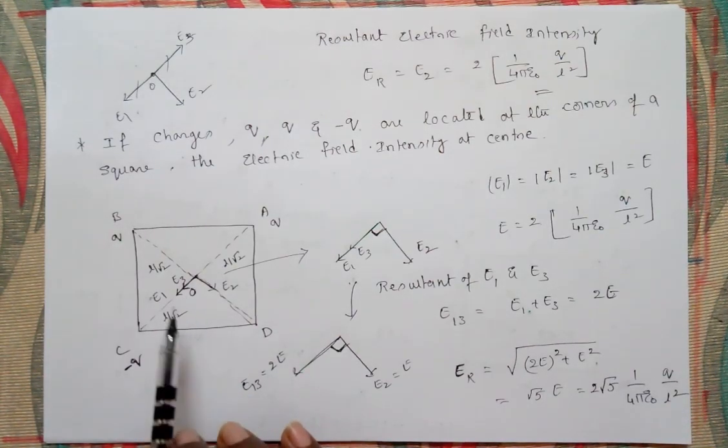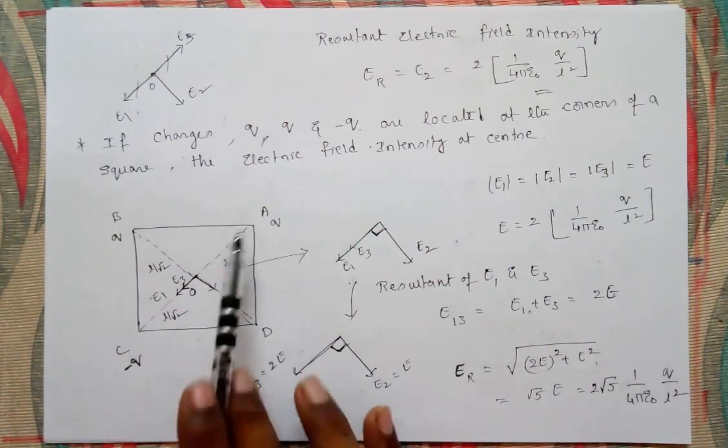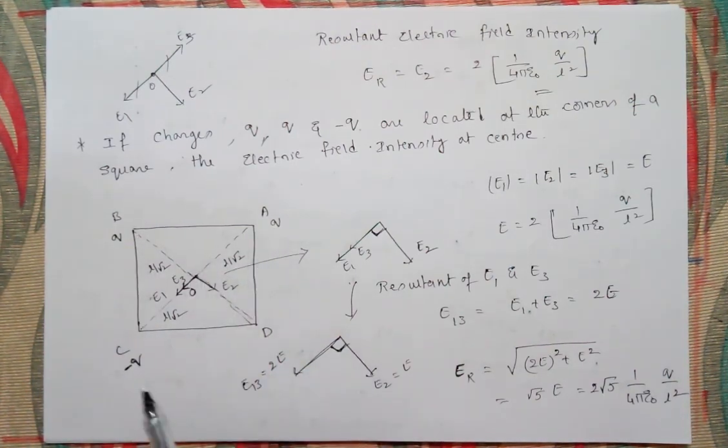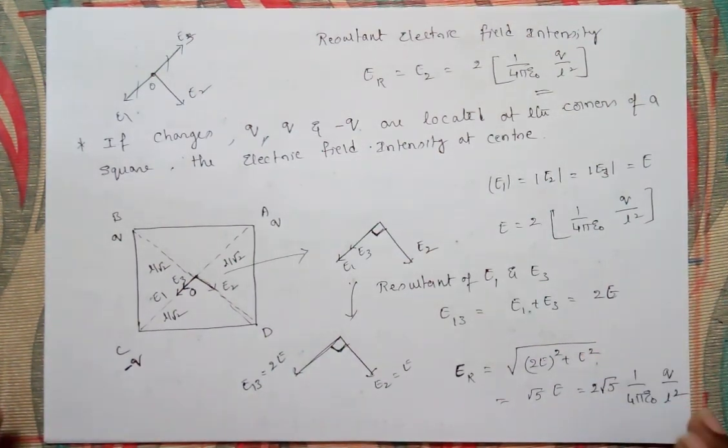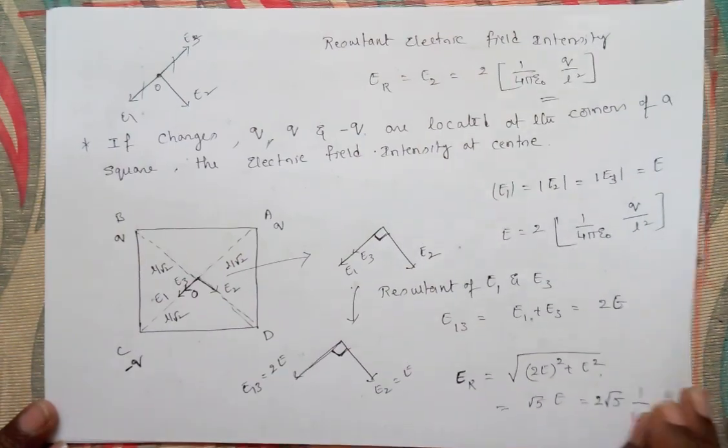So the charges are located at the corners, with positive charge at two corners and negative charge at the third corner. Next we can go for the other cases, since these are the different cases we have.